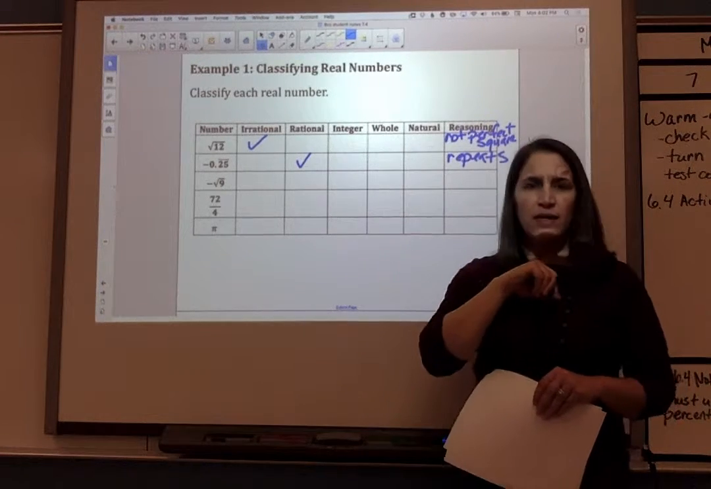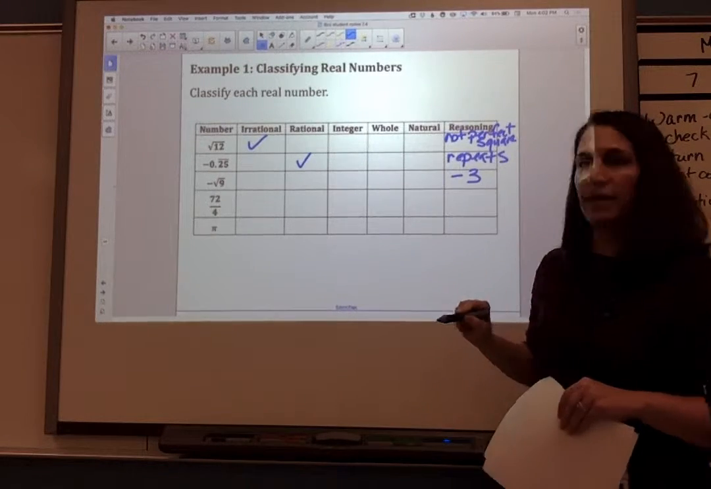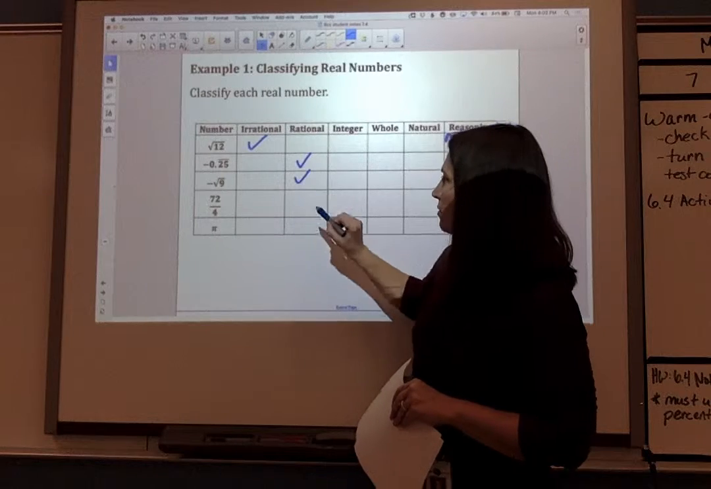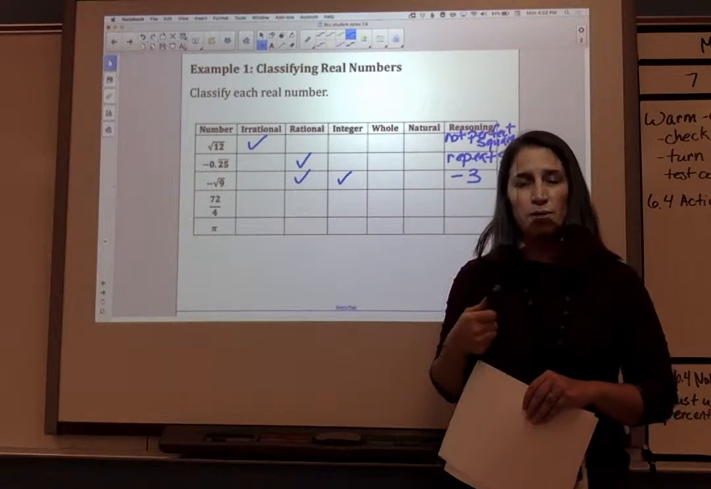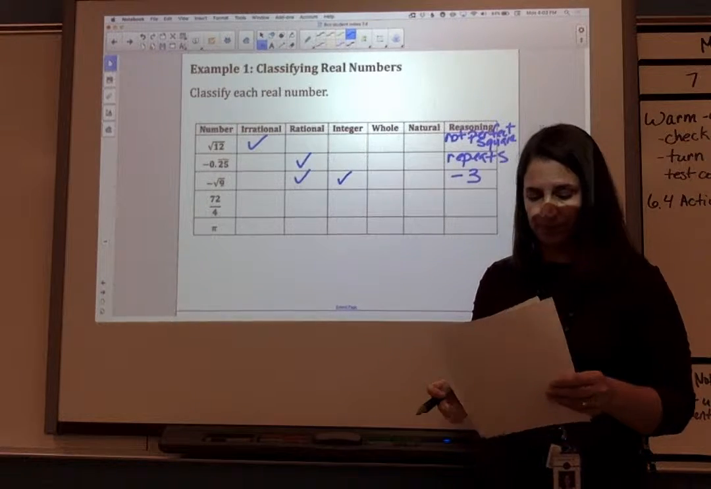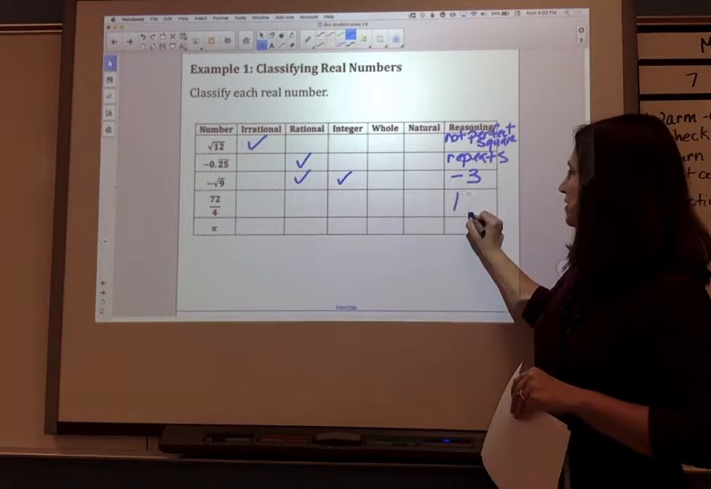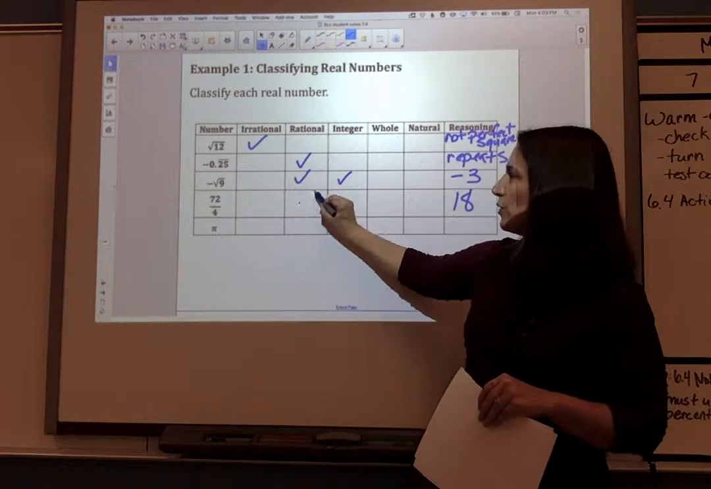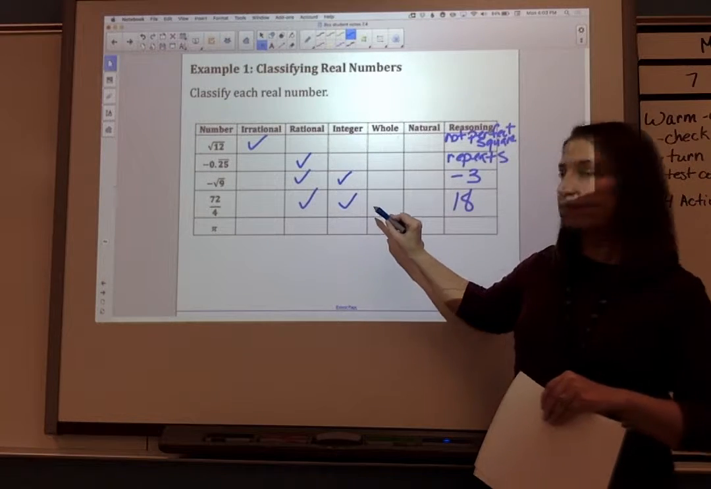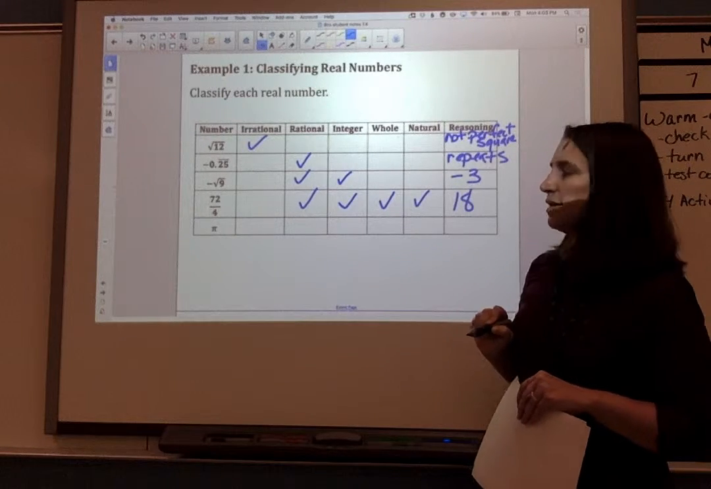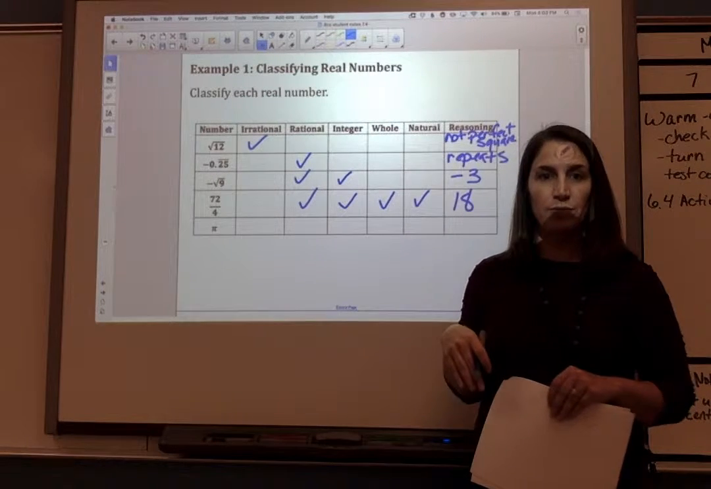Now we have negative square root of 9. So that would be negative 3. Negative 3 is certainly a rational number, and it's an integer. But because it's negative, it's not a whole number, and it's not a natural number. Then we have 72 over 4, which simplifies to 18. That's a rational number. That's also an integer. And because it's positive, it's also both a whole number and a natural number. The only number that's whole but not natural would be 0.